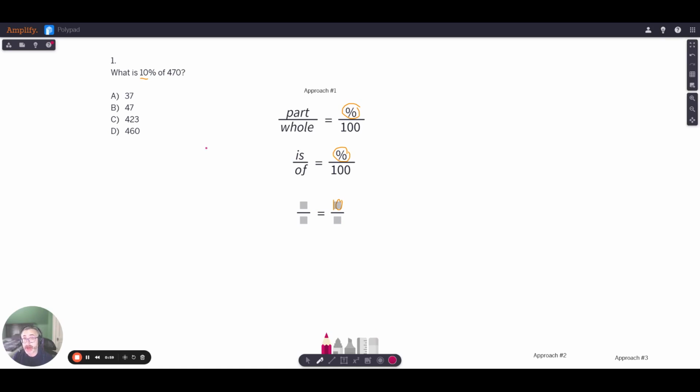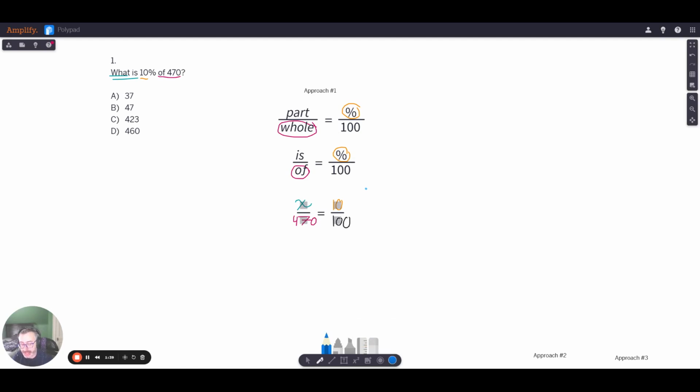The whole, or the of, what is 10% of 470? The whole thing that I'm working with is 470. I can plug that in over here. The part, what is 10% of 470? The number that goes with is what? Oh, that is my unknown number. I can plug in x. Then in this 100 position, well, I just always fill in 100. That's not a variable. It's not a thing that gets replaced. The 100 always belongs there in the formula.